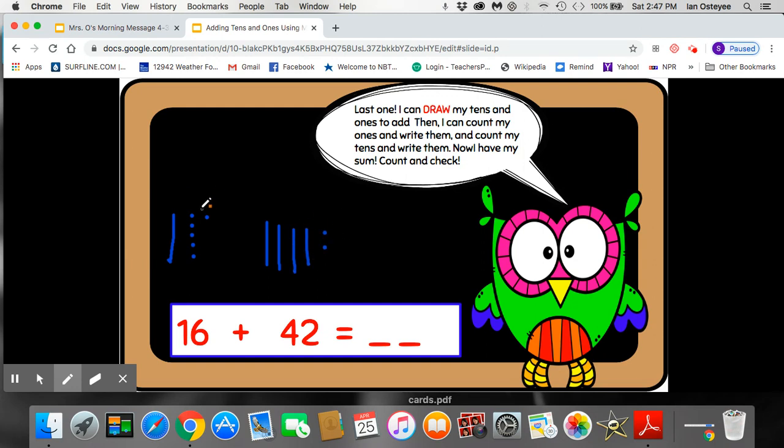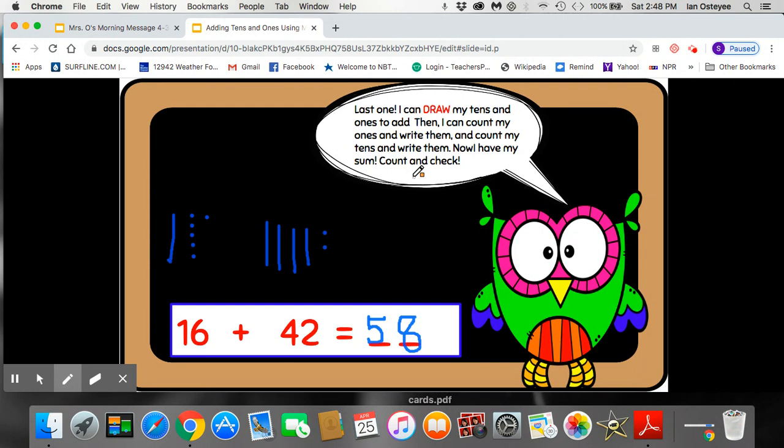Now I count my ones. 1, 2, 3, 4, 5, 6, 7, 8. Write that number in the ones place, and then count my tens. 1, 2, 3, 4, 5. I have 5 tens, or 5 groups of 10. So 16 plus 42 equals 58.